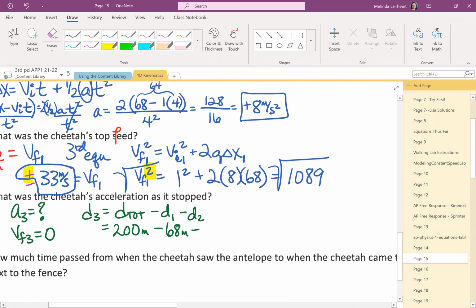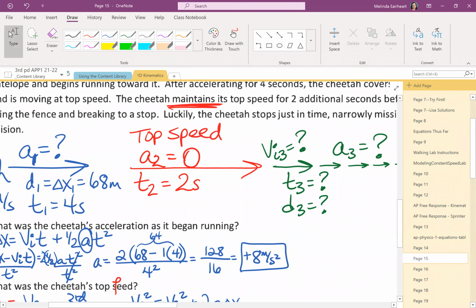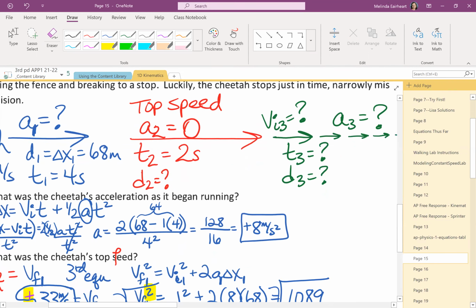D2, wait, I don't know D2. Oh, I guess it was impossible, can't do it. But wait, go up to D2, part 2. That's the top speed with 0 acceleration. Can't we find D2? Do I know the velocity that was top speed? Yeah, we found it to be what?